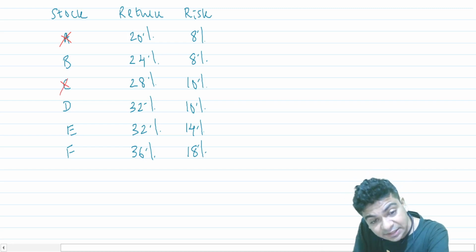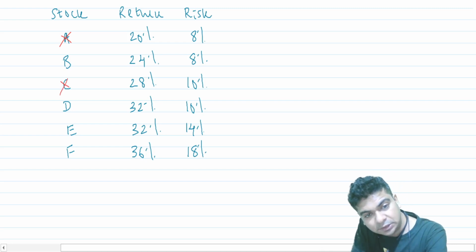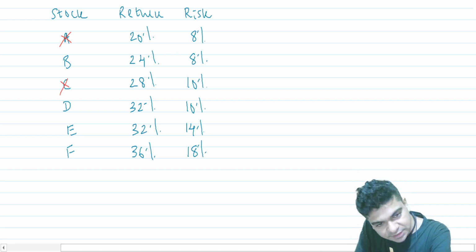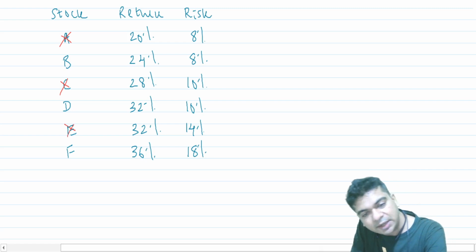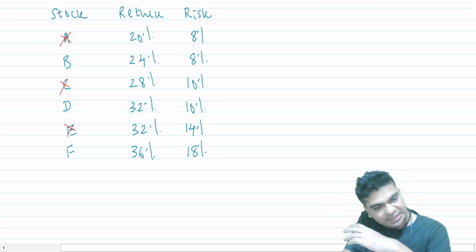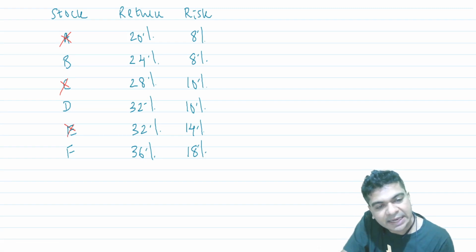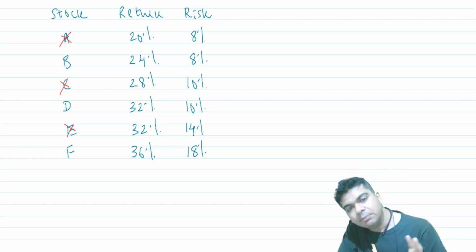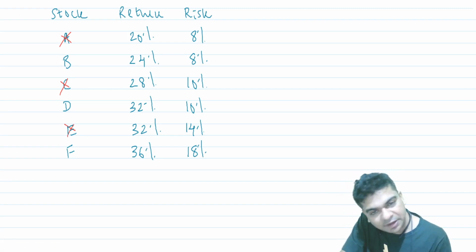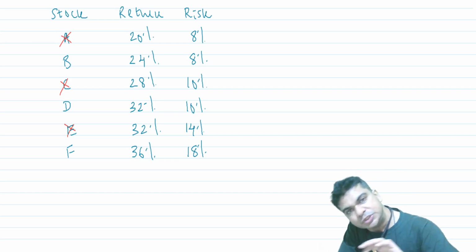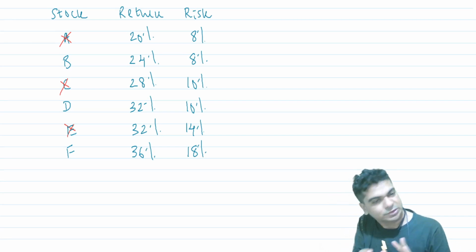Okay, D and E, 32, 32, same return. But D is giving it at 10% risk. Great. So I will reject E. E is turning out to be inefficient. See, there is nothing to compare between B, D, and F. Because what happens in B, D, and F is the risk is increasing, so is the return. So fine.